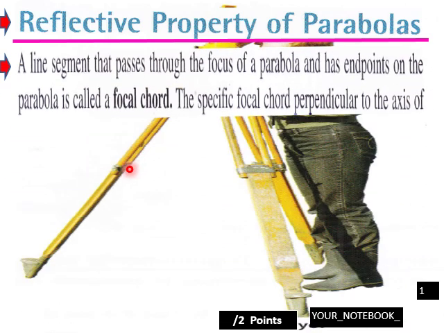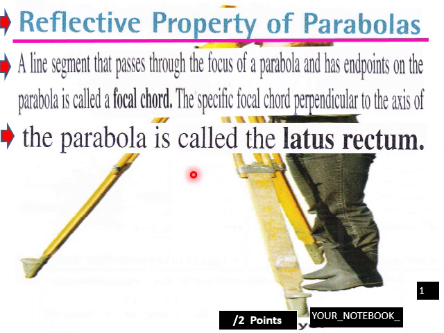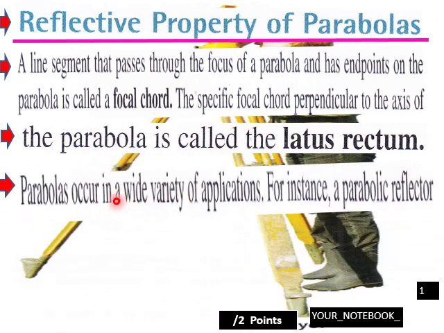Reflective property of parabolas. A line segment that passes through the focus of a parabola and has endpoints on the parabola is called a focal chord. Not a vocal cord, but a focal chord. The specific focal chord perpendicular to the axis of the parabola is called a latus rectum.